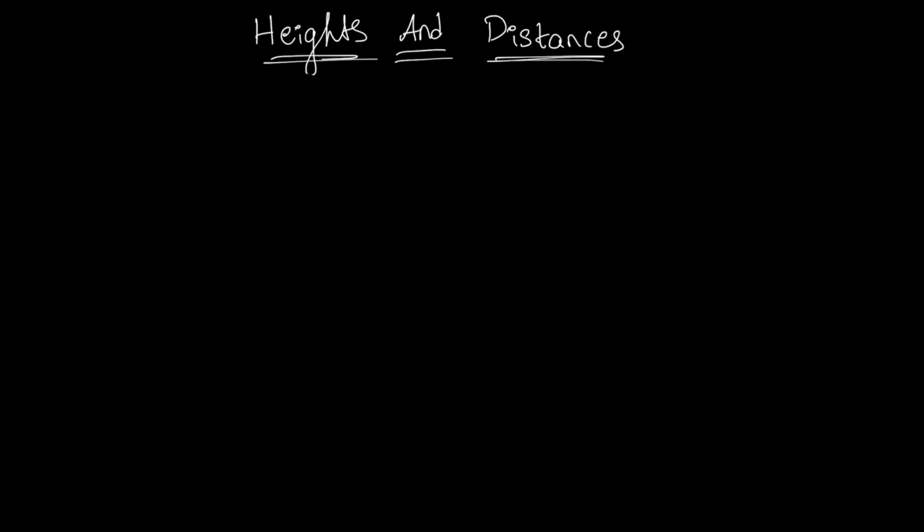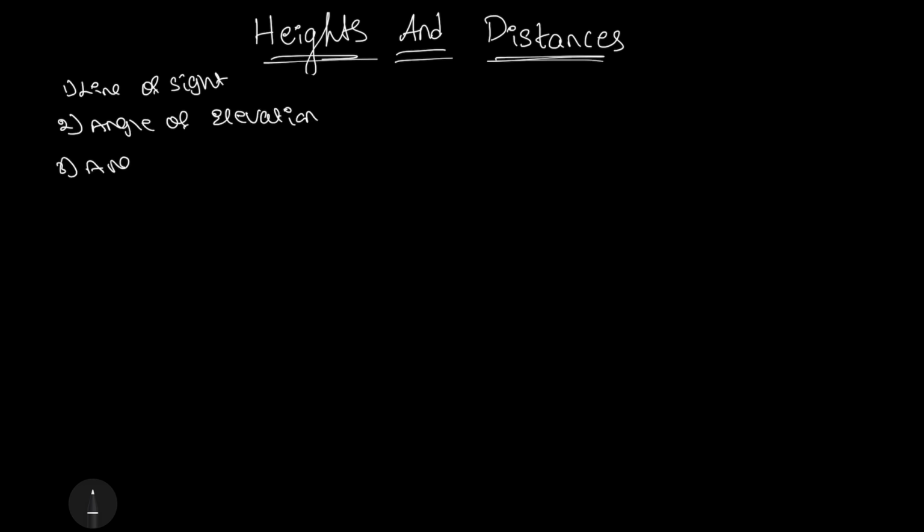Right. In this chapter, we will be having three main concepts, which is first one is line of sight, second one is angle of elevation, and the third one is angle of depression. These are the three concepts what we are going to discuss in this chapter. Let's learn the definitions of these three concepts one after the other.